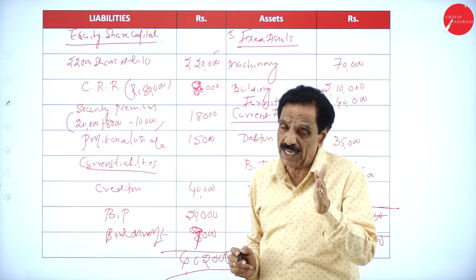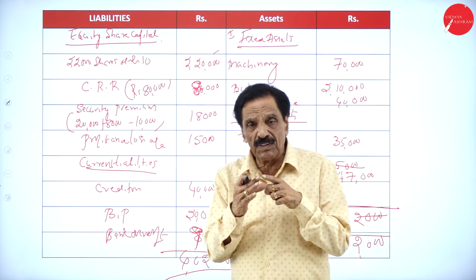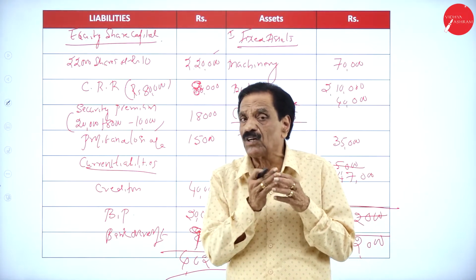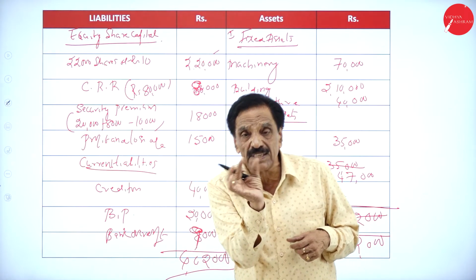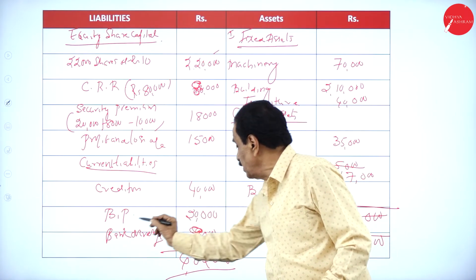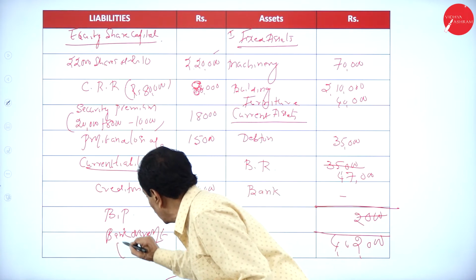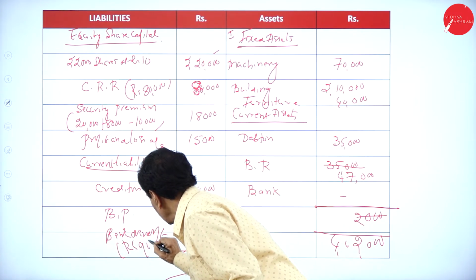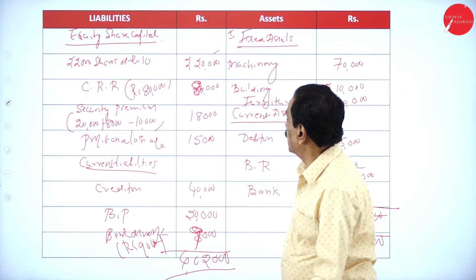First we have got 50. 15 has been utilized actually out of 50. By selling the investment, you got a loss of 5,000. Balance is 45,000. CR created 30,000. How much left over? 15,000. Creditor 40,000. BP 20,000. Bank overdraft, this is 9,000. So totally it will tally for 2 lakh. Check up now.